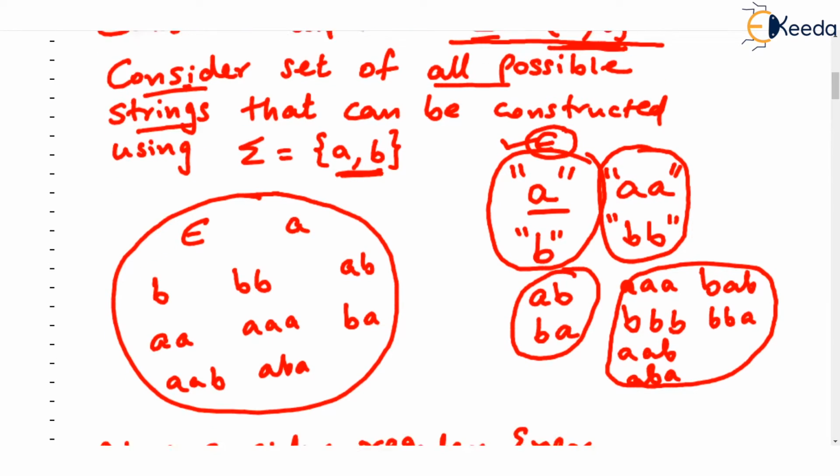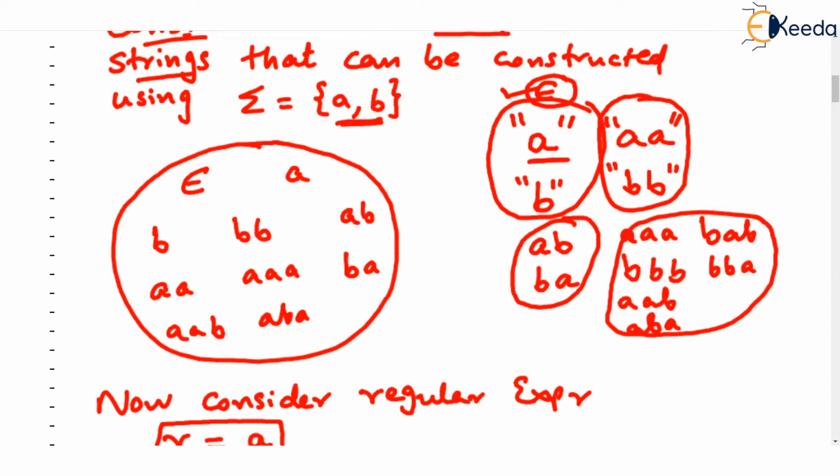So just as a Venn diagram, I have shown this universal set. Now you observe that this set contains all possible strings made up of A and B. Epsilon is a member, A is a member, B is a member, double A is a member, double B, and so on. And this is going to be a very big bag, very big set, which contains all possible strings that can be made of A and B, or rather A or B. Now comes the big point.